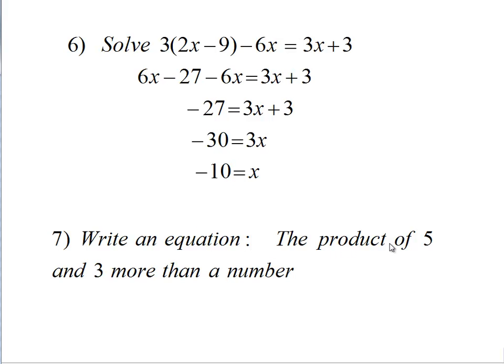Writing an equation, the product of 5. So I'm going to multiply 5 times 3 more than a number. So it's 5 times, I put parentheses, 3 more than, so I added 3 to a number x. So it's 5 parentheses x plus 3.